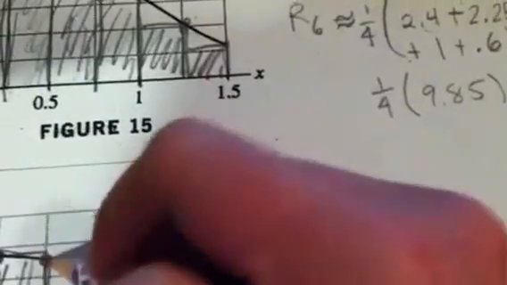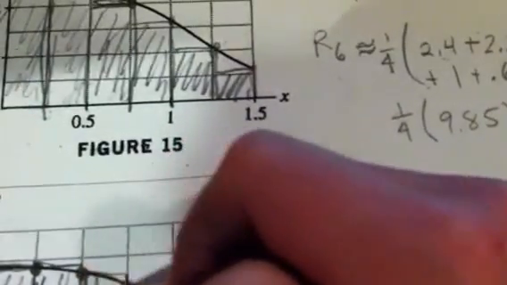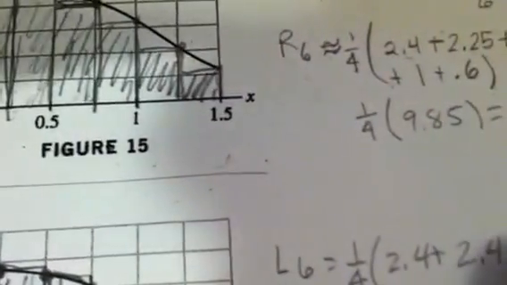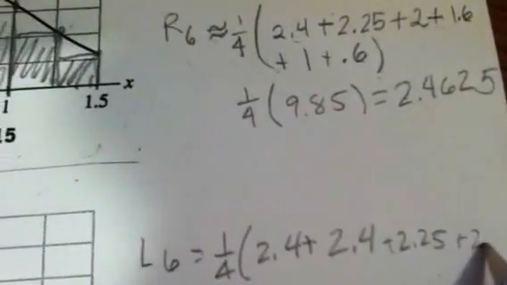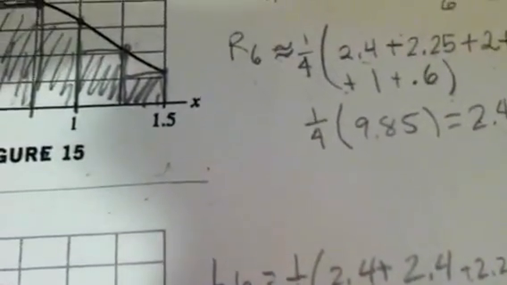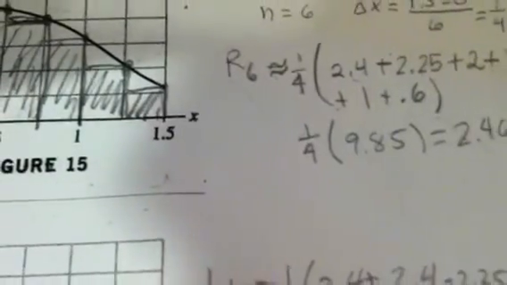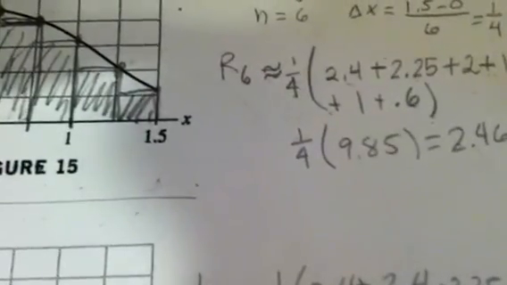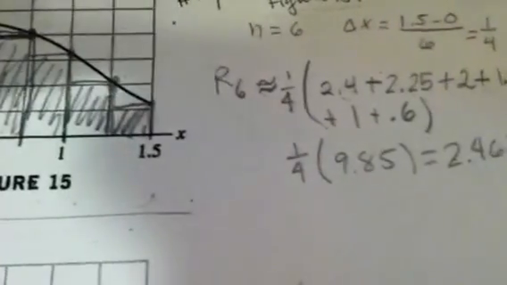Then the right-hand side of our third rectangle gives us the height. And so this point on this curve is approximately 2.25. Again, to the right for the next rectangle, and that's approximately 2. The fourth, no, this is the fifth rectangle. The right-hand side of the fifth rectangle has an approximate height of 1.6. And the final rectangle has an approximate height of 1. Notice I use the same approximate heights as I did in R6.